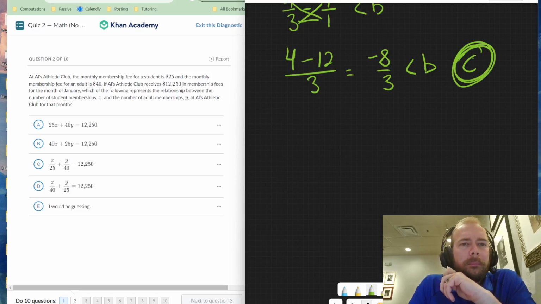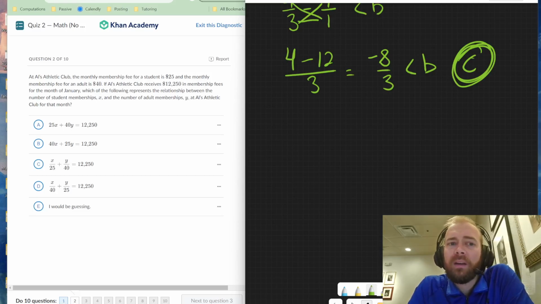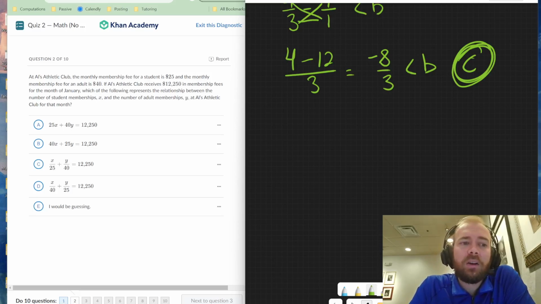So if the student membership is 25 and the number of student memberships is X, then the 25 must go with the X. Because it wouldn't make sense to put the 25, which represents student monthly membership fee, with the Y, which represents the number of adult memberships, right? It doesn't make sense. You got to compare apples and apples. So the 25 has to go with the X, which means it already has to either be A or C.